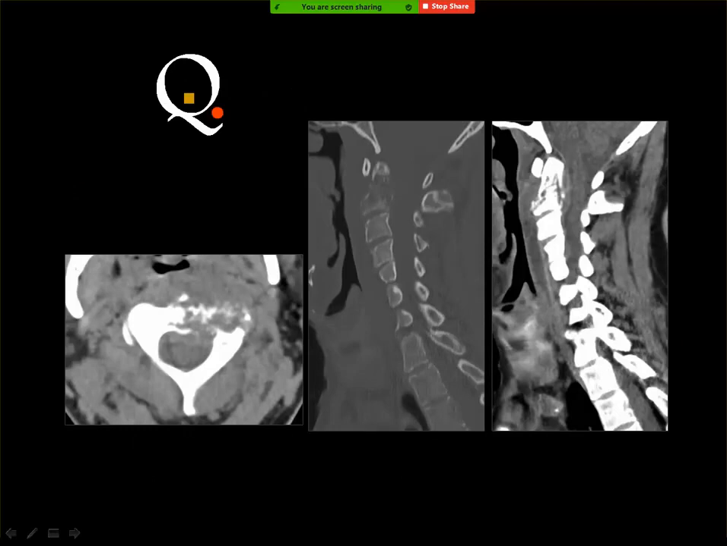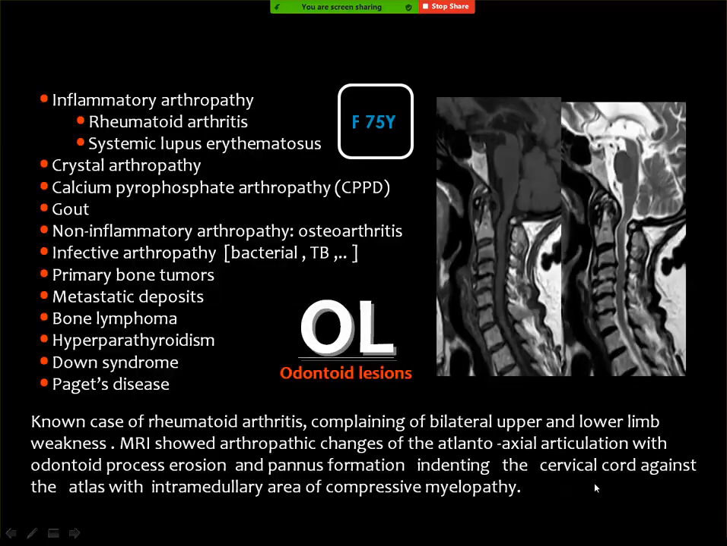Then what do you think of this? Destructive lesion in the odontoid. Yes, we have a lesion in the odontoid process. This lesion is osteolytic, and there are some erosions of the cortex and an extraosseous soft tissue component as seen in the axial image. Then what are the differential diagnoses of odontoid lesion? There are a lot of lesions that can occur in this particular site. And we have mentioned one of them, which is chondrocalcinosis.